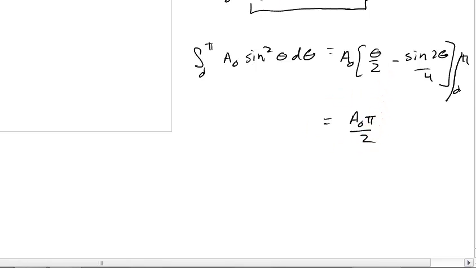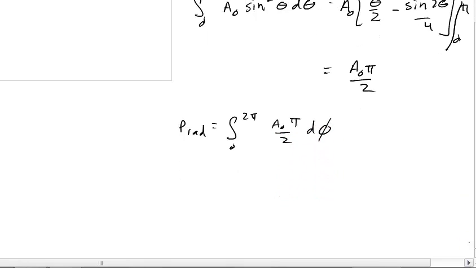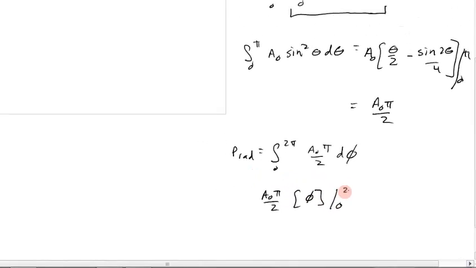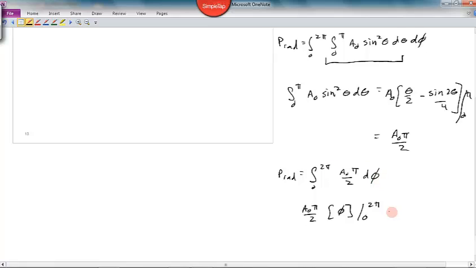The result of that math is A0 pi over 2. So now I need to take this and plug it into the other integral. P rad is now equal to the integral from 0 to 2 pi of A0 pi over 2 d phi. To solve this, A0 pi over 2 can just be pulled out front, and I need to take the integral from 0 to 2 pi of d phi, which is just phi evaluated from 0 to 2 pi. And so I get a total power radiated by this antenna of A0 pi squared watts.